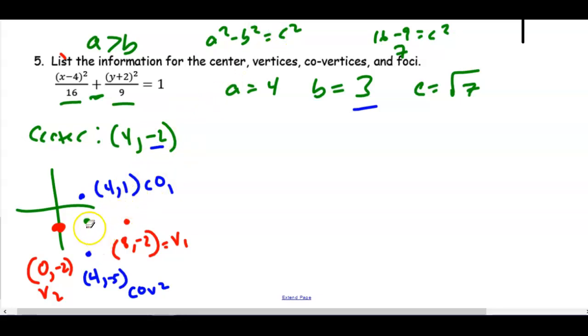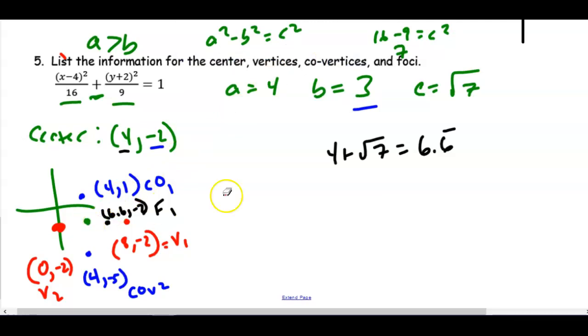So let's do another color. For my foci, I'm gonna add to 4. So the square root is 7. 4 plus the square root of 7 gives me 6.6. So 6.6, comma, negative 2 would be my first foci. Then we're gonna do 4 minus the square root of 7, which is 1.3, so I'll put it right here, 1.4 comma negative 2 is my foci number 2. So there's our ellipse. I know it's a terrible sketch, but there you go.